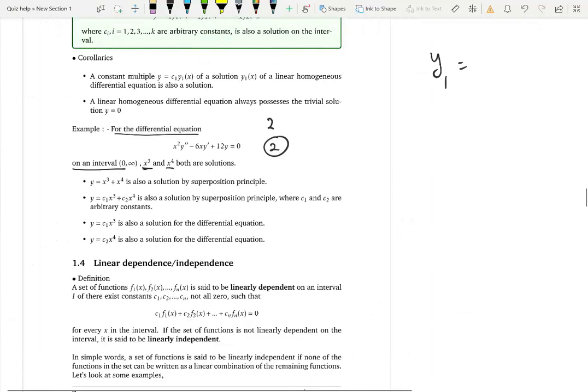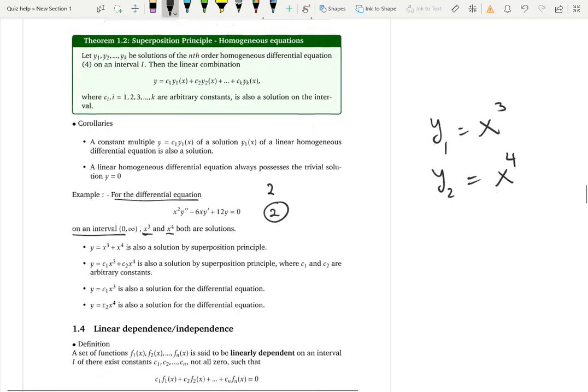Okay, so we have 2 pieces, right? y1 = x to the cube is also a solution, y2 = x to the 4 is also a solution. So solution means it satisfies the differential equation. Okay, now there's an interesting theorem. The theorem here, we call it the superposition principle. It says, so you have these 2 pieces of solutions, right?